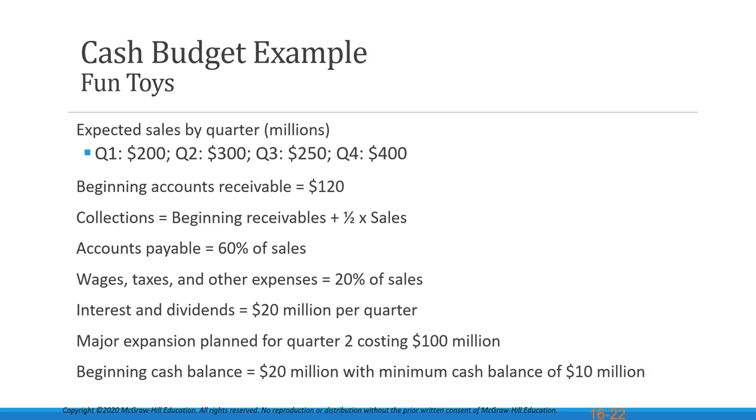So we have information about our expected sales for the next 4 quarters. We have our beginning accounts receivable, and then we have our collections, our beginning receivables plus half of sales. Our accounts payable is 60% of sales. Other cash outflows for other expenses are 20% of sales. We pay interest and dividends of $20 million per quarter, and we have a major expansion plan for Q2 costing $100 million. We have a minimum cash balance requirement of $10 million, and our current beginning cash is $20 million.